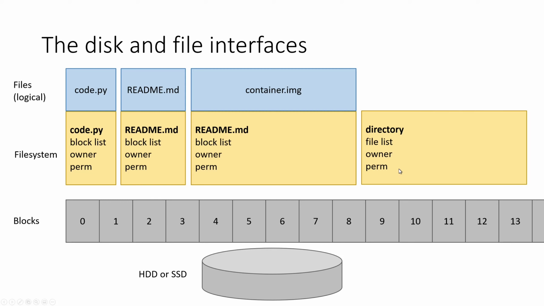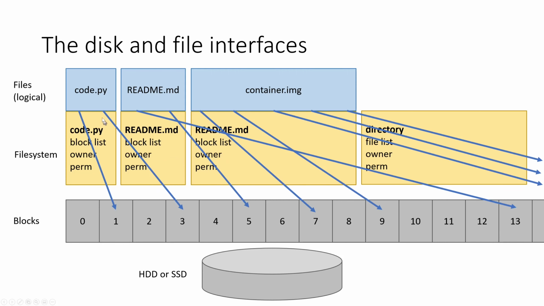These metadata inside the file system will allow us to retrieve the relevant blocks when we actually access a file. So if we read code.py, we might read blocks 1 and 3 from the disk. Similarly, when we write to the README markdown file, we might write to blocks 5 or 13.